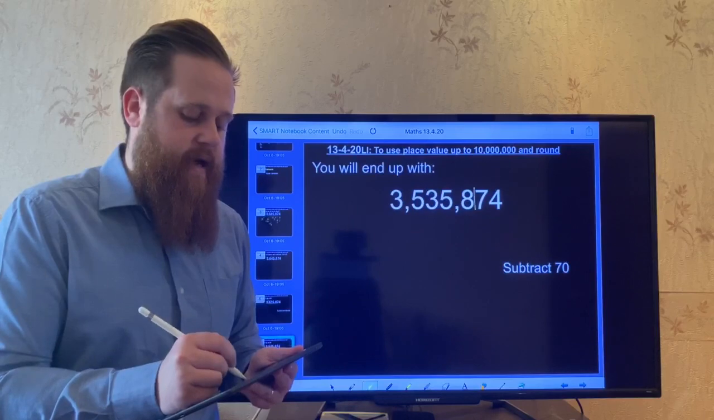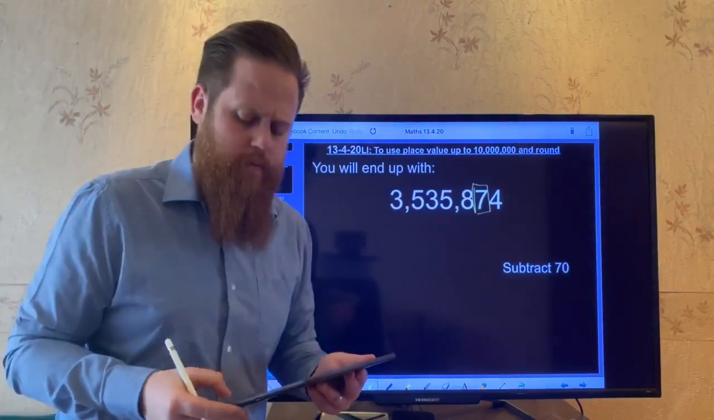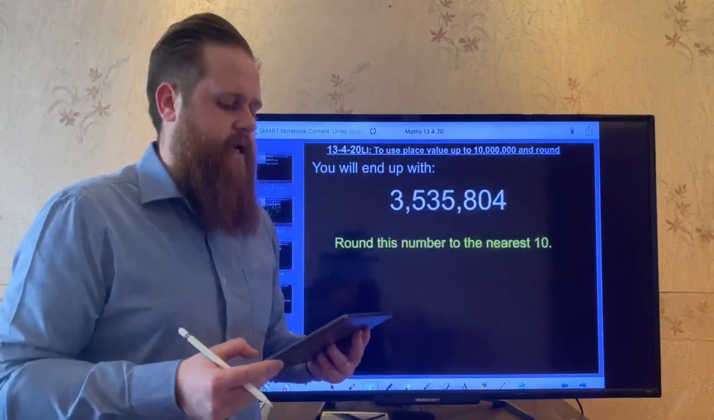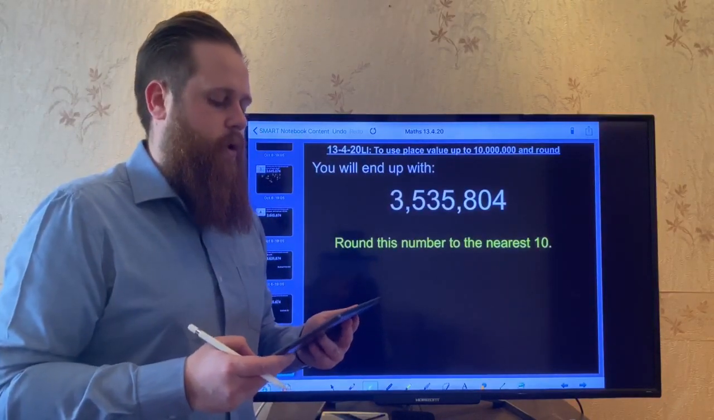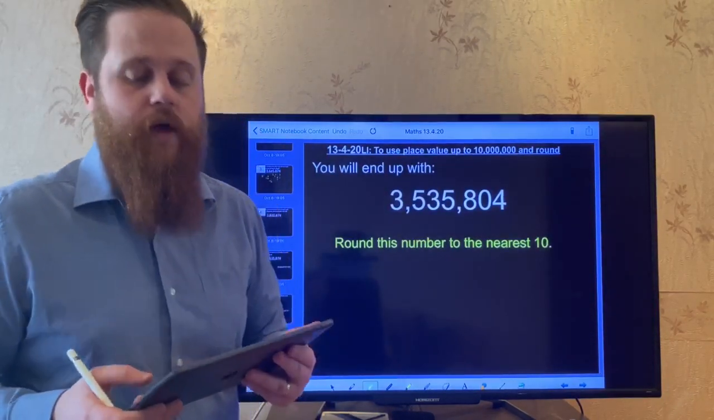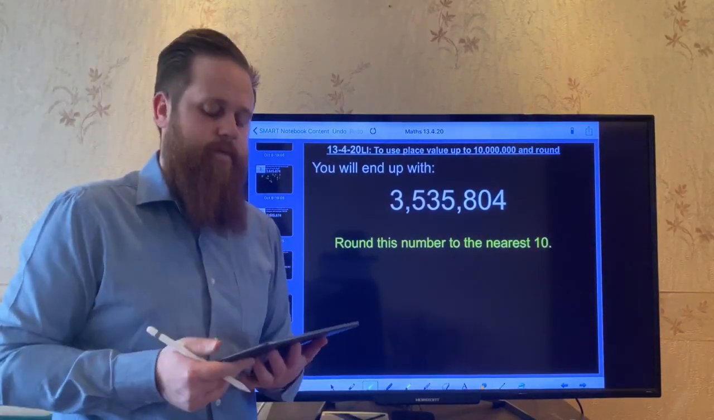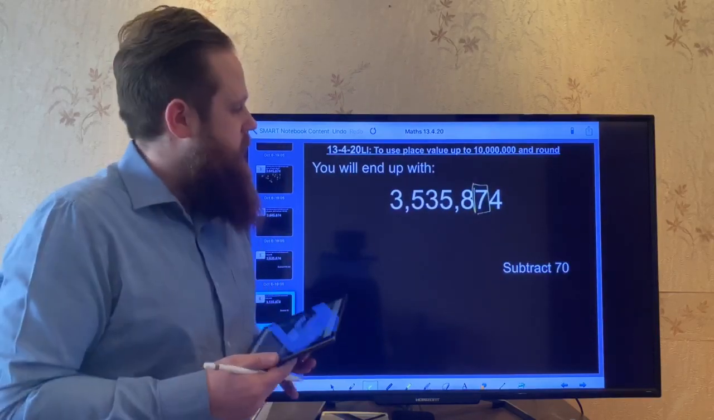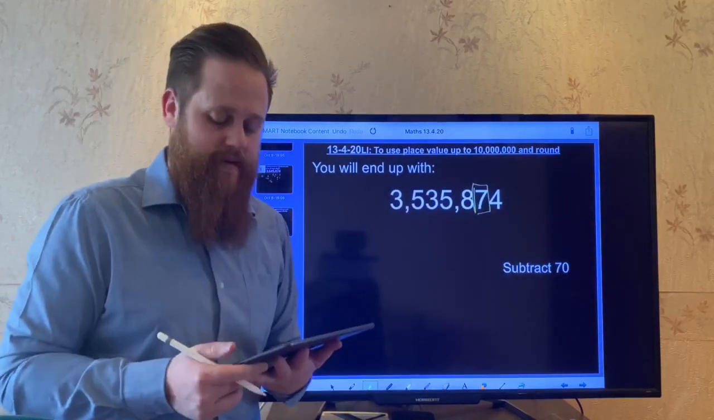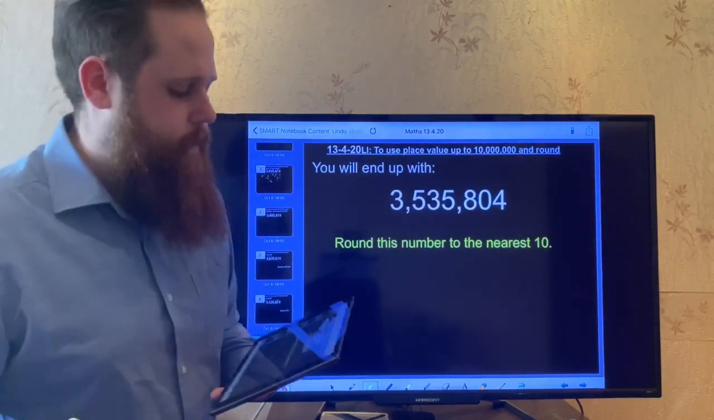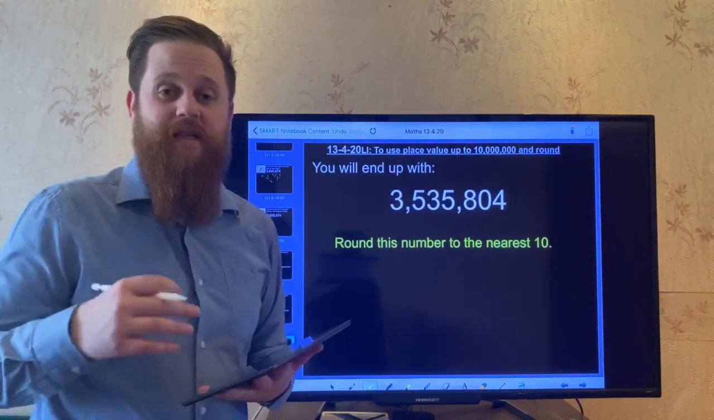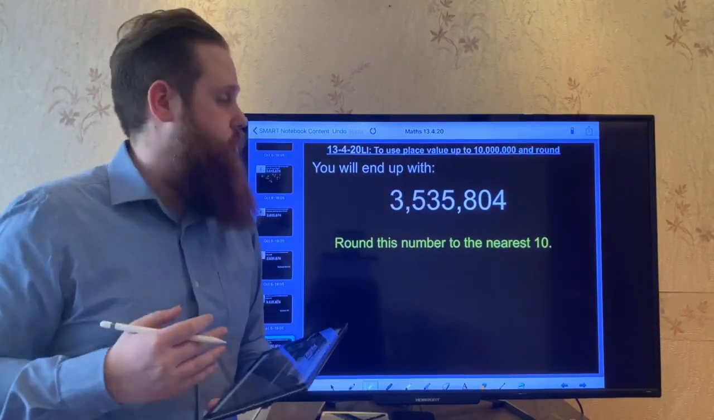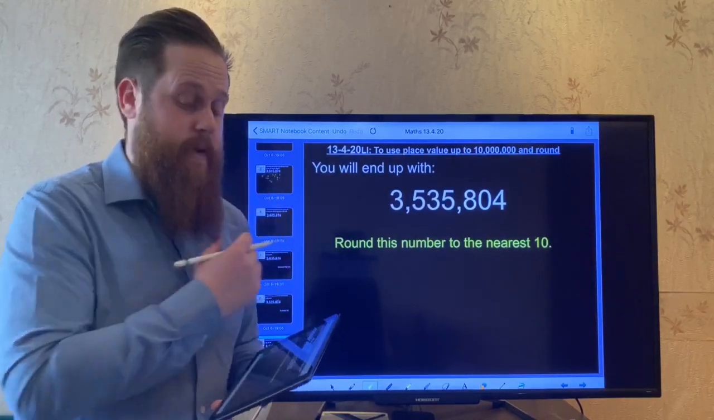Okay, again, I've got no doubts that you are very comfortable with this. And that would take us down there to 3,535,804. We can see that 7 in the tens column, subtract 70, and there we are. Now, place value is important. It's key that you know every single one of those numbers, up to that millions.